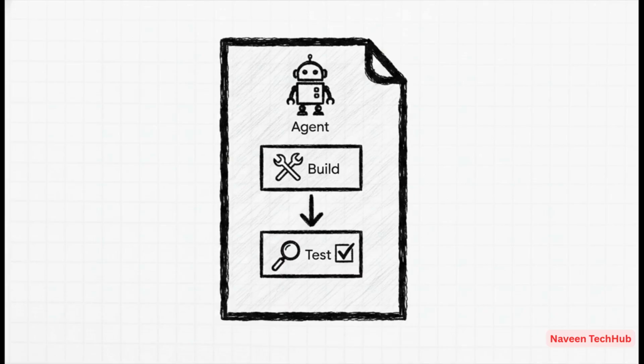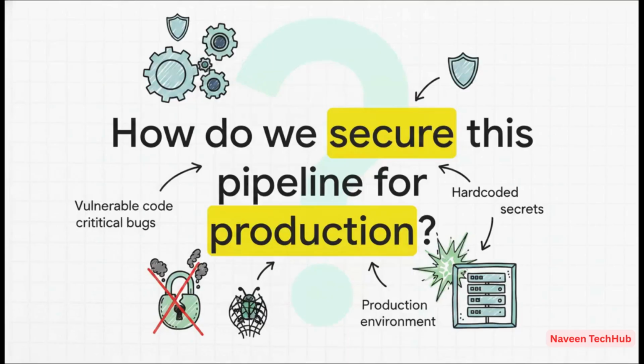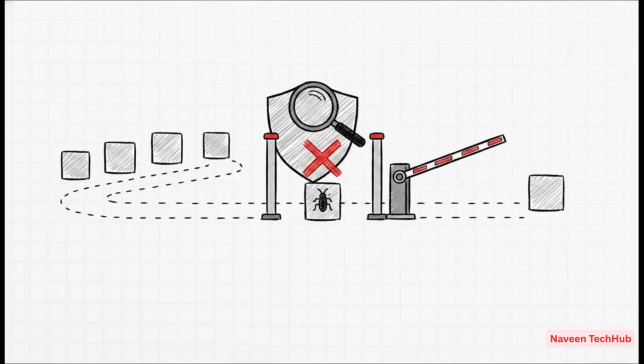And it forces a very strict reproducible workflow. But wait, as we automate all these steps, a huge question comes up. If the system is automatically deploying our code, how do we actually prevent vulnerable code, hard-coded secrets, or critical bugs from slipping through and completely destroying our production environment? The answer is a quality gate.